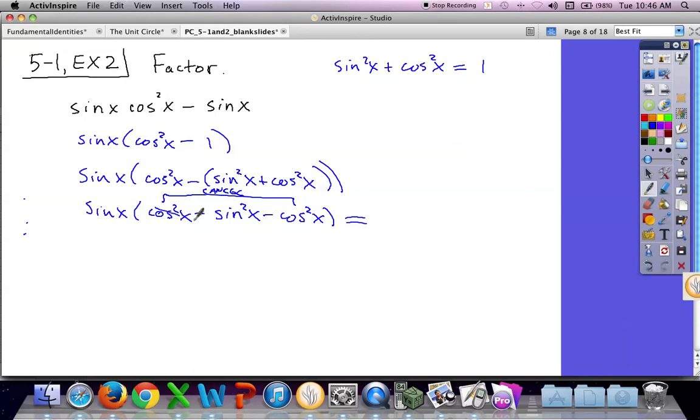And what's left? You've got a sine x times negative sine squared x, which is? What would sine times sine squared be? Sine to the third with a negative in front of it. Right? It's not sine x minus sine squared x, right? It's sine x times negative sine squared x. So it's negative sine to the third.